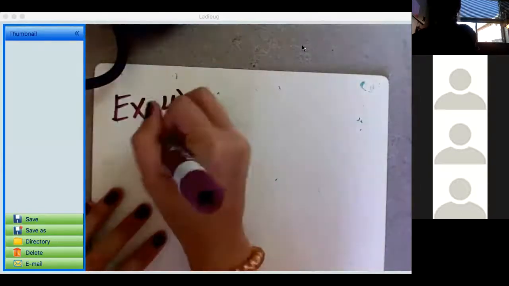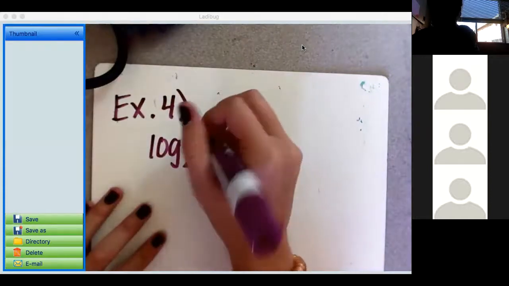All right, so let's start off with a log equation that we have to do some work with.